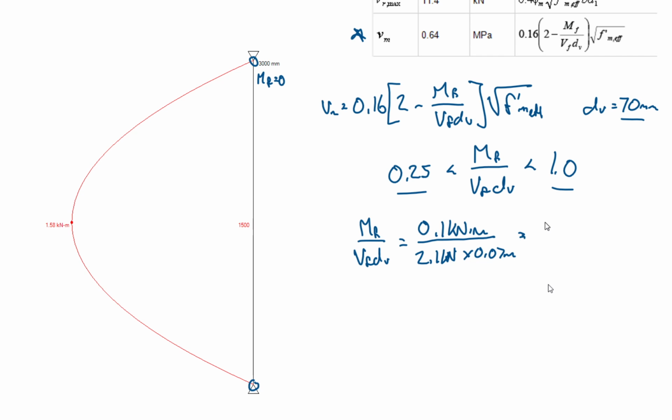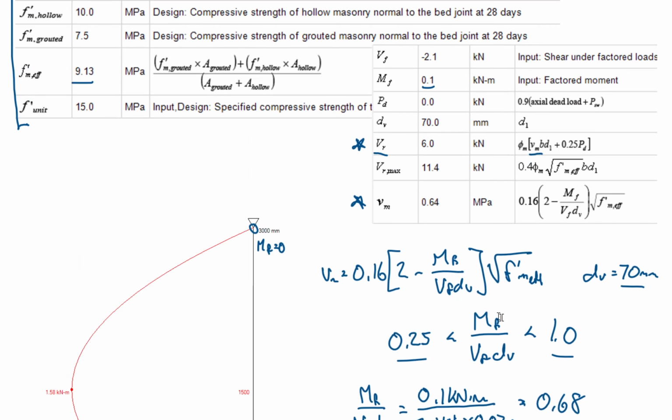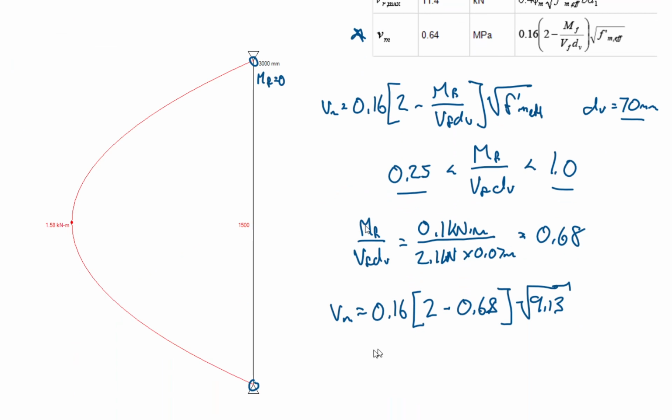So if I plug that in, what I get is a ratio of 0.68. And so that falls within our limits. It's bigger than 0.25 and less than 1.0, so in this case we can just use this number. Going back to Vm, the shear strength Vm is equal to 0.16 times, now we'll plug in our numbers, 2 minus 0.68, times the square root of our F'm effective. You'll recall we established before that it's 9.13, I think. Let me confirm that here. Yep, 9.13. Didn't want to lead you astray. Okay, so we'll put that into our calculator, and this is where I get a Vm of 0.638, or 0.64 megapascals. And that is what you see here in the software.